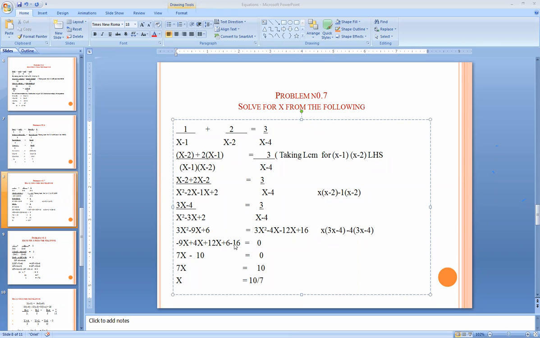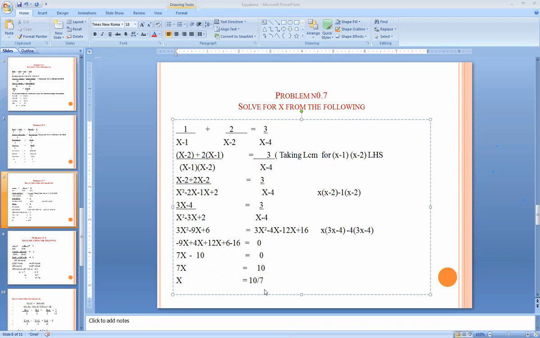Minus 9x plus 6 here we have written, then this minus 4x plus 4x, minus 12x has become plus 12x, this plus 16 has become minus 16 equals 0. Then how many x can we add? 12x plus 4x is 16x, 16x minus 9x is 7x. Then the numbers are minus 16 and plus 6, that is minus 10 equals 0. Therefore 7x equals minus 10. When you shift to the right hand side, it becomes plus 10. Therefore x equals 10 by 7.